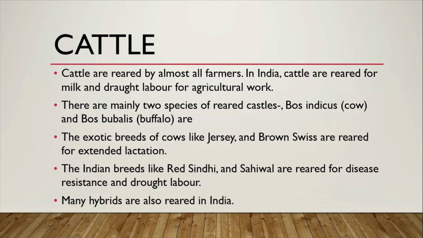cattle, Bos indicus, the cow, and Bos bubalis, the buffalo. The exotic breeds of cows, Jersey and Brown Swiss, are reared for extended lactation. The Indian breeds like Red Sindhi and Sahiwal are reared for disease resistance and draught labor. Many hybrids are also reared in India.